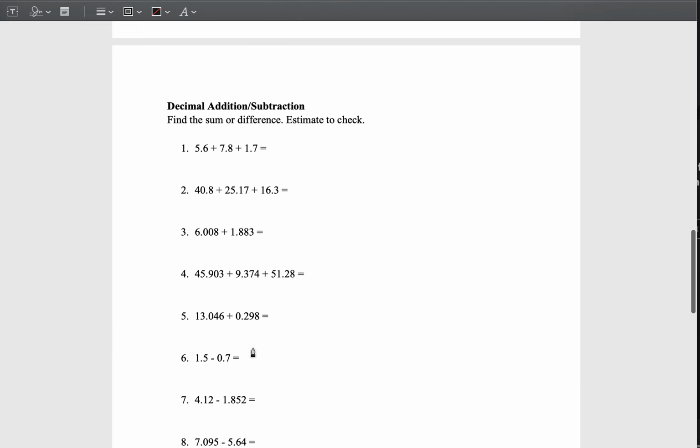Decimal addition and subtraction. So this is basically just finding the sum and difference. Let's do number 1 together. 5.6 plus 7.8 plus 1.7.